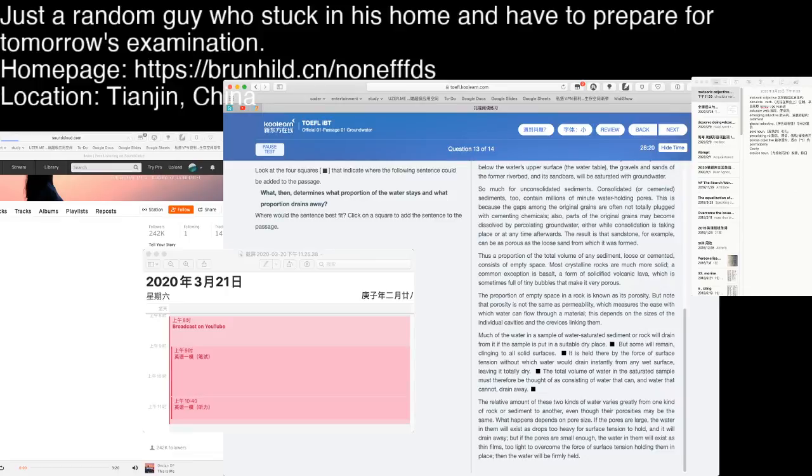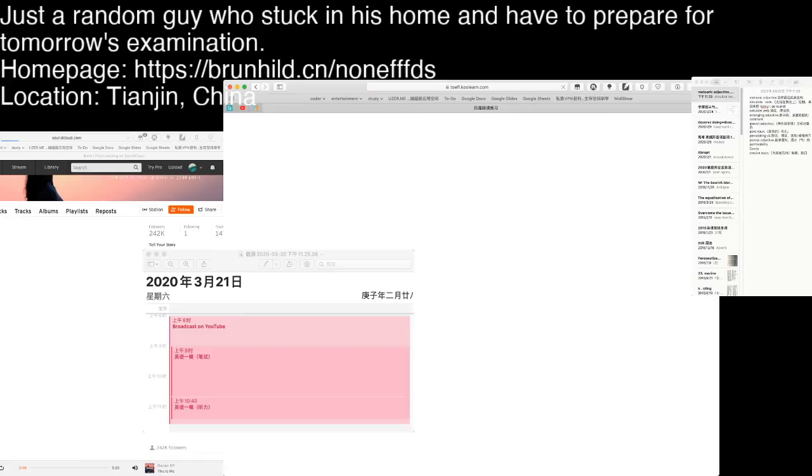Drain away. So it's whether C or D. The C and D choices. What then determines the proportion? It's D, because the next paragraph is the explanation. So next, the last one.